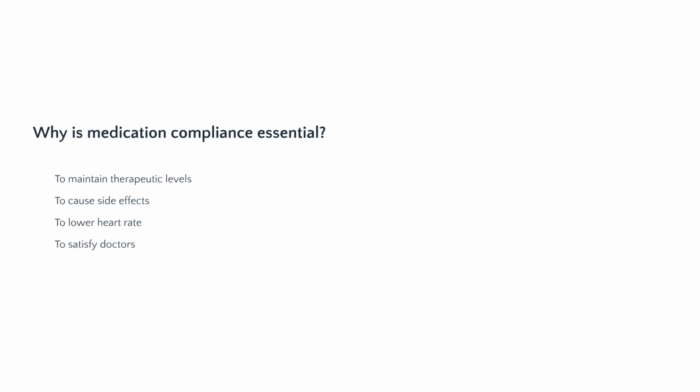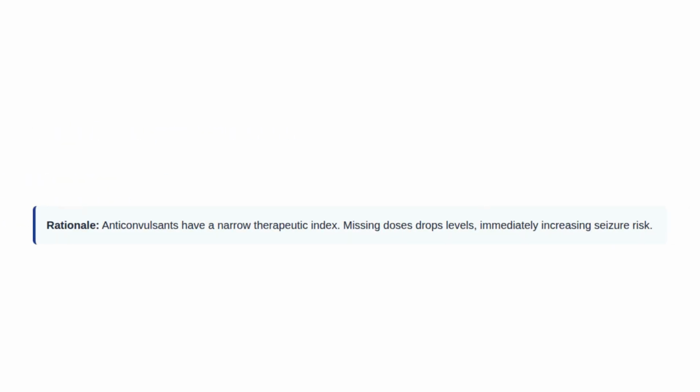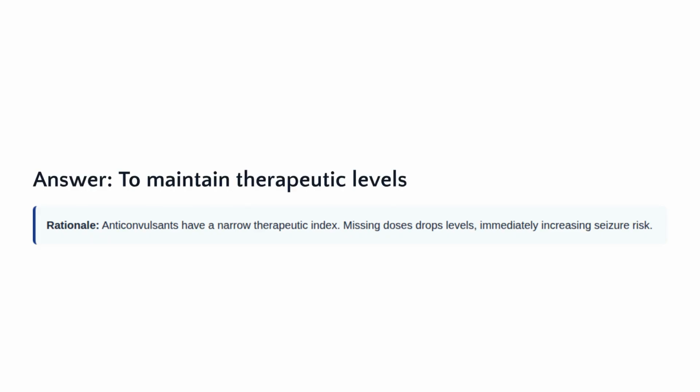Why is medication compliance essential? Medication compliance is essential to maintain therapeutic levels of the anti-epileptic drugs, effectively managing the condition.